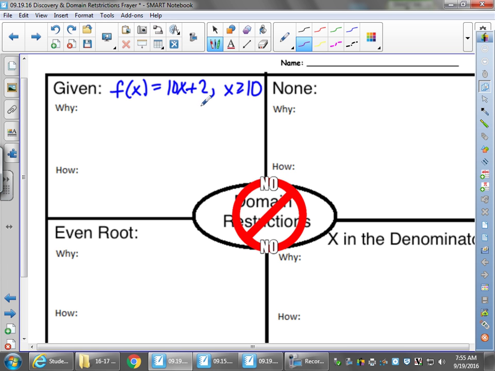So I would take out your highlighter and I would highlight the 4. Okay? Highlight given, none, even root, and x in the denominator. This is going to be an awesome graphic organizer by the time we're done. We're going to get all of these awesome ideas that have been floating around between the warm-up and the discovery all into one place.